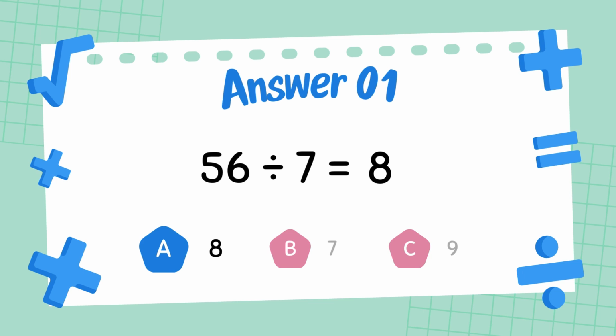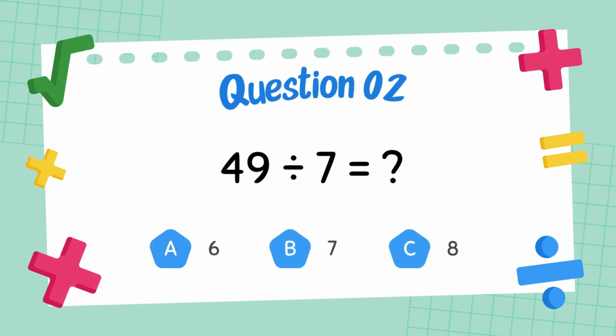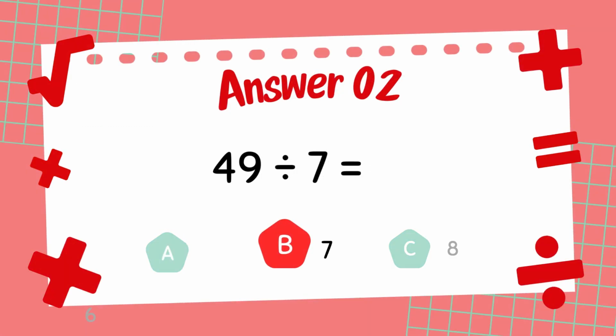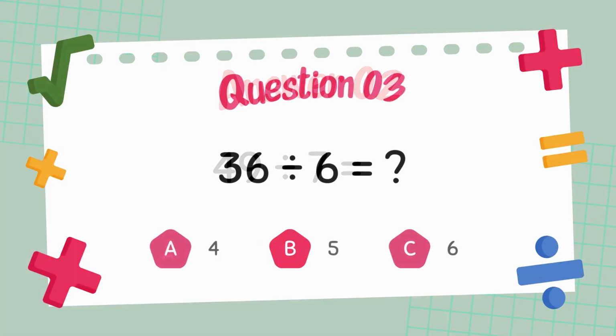The answer is 8. What is 49 divided by 7? The answer is 7. What is 36 divided by 6?